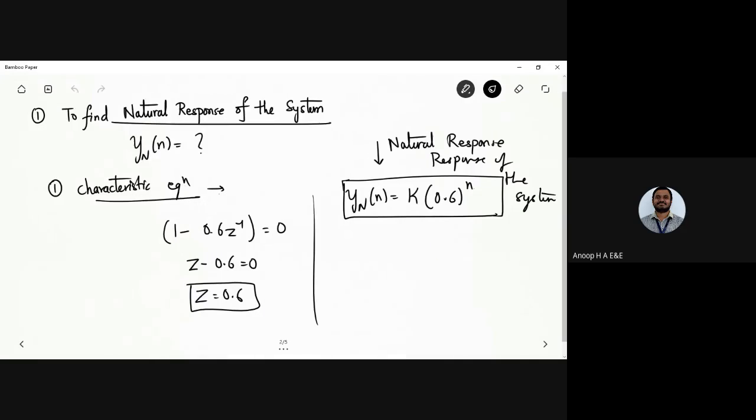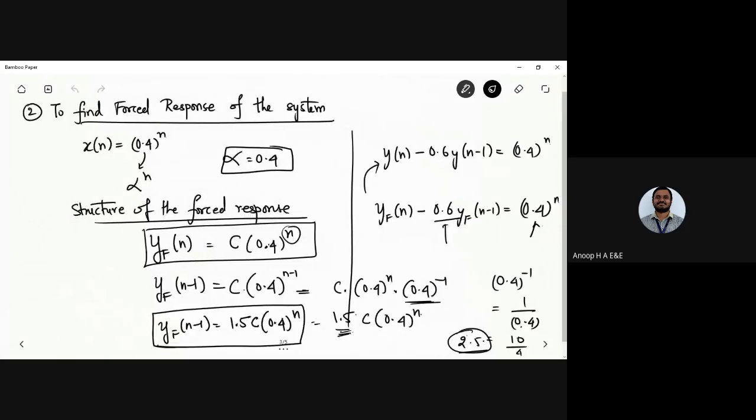And later on, after finding out the natural response, depending on the characteristic equation, you have yn of n equal to k times 0.6 power n. And depending on the input, this is the input x of n applied to the difference equation, I have the structure of the forced response depending on the input that is given there. So this would be the structure of the forced response.